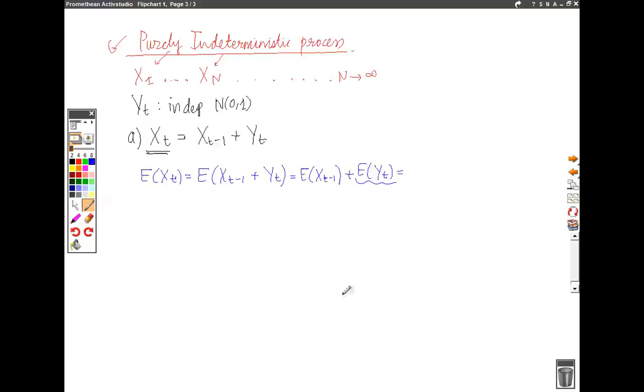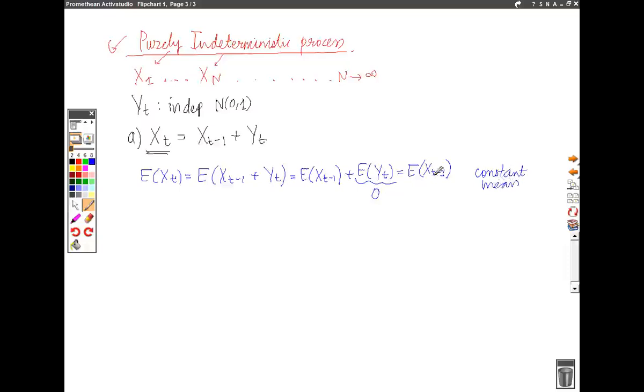And what about yt? I know that yt is a standard normal random variable, so the mean is always 0. So the expectation of xt is just equal to the expectation of xt minus 1. What do you guys think about this? We have to find the variance also, yes. But what kind of a mean is this? Is this a constant mean process or is it not? Yes, it is constant.